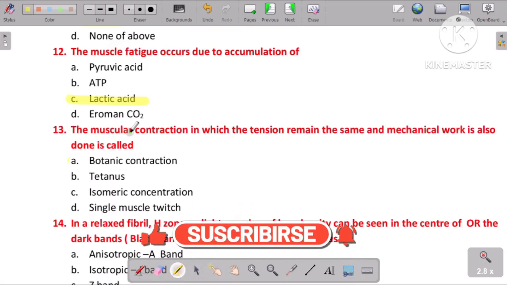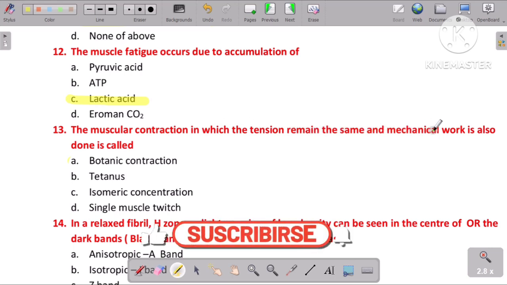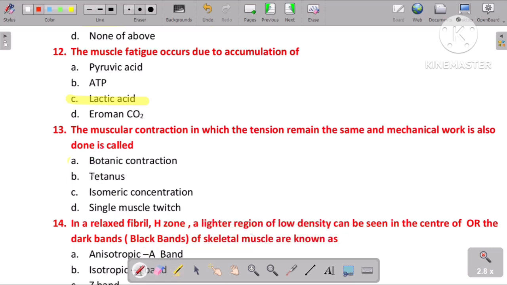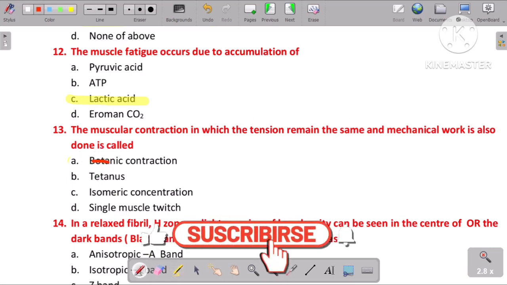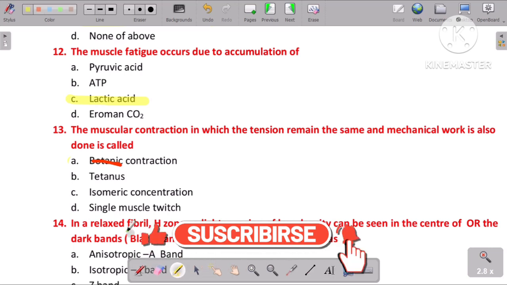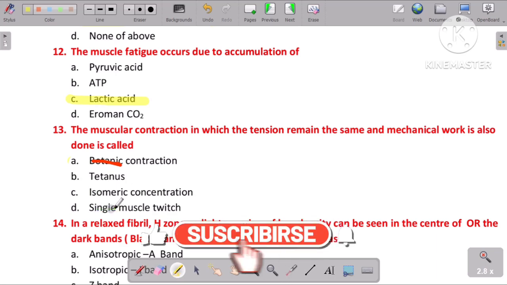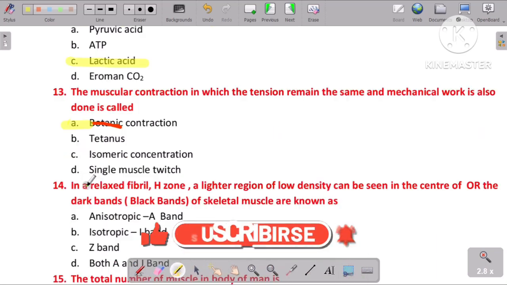Beta, next question is the muscular contraction in which the tension remains the same and mechanical work is also done is called. ऑप्शन ए बेटा ये मिस्टेक है इधर, ऑप्शन ए हमारे पास इधर होगा आइसोटोनिक कंसंट्रेशन। ऑप्शन बी हमारे पास टेटिनस, ऑप्शन सी आइसोमेट्रिक कंसंट्रेशन, ऑप्शन डी सिंगल मसल ट्विच। So the right answer is option A.